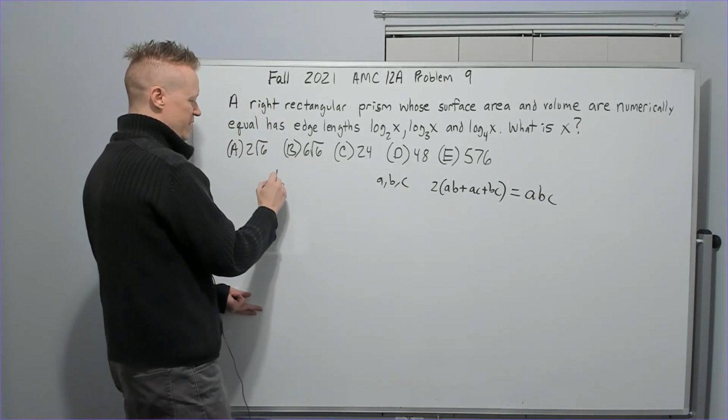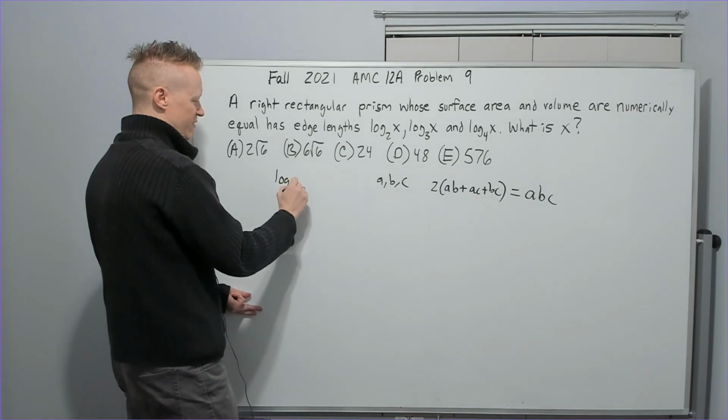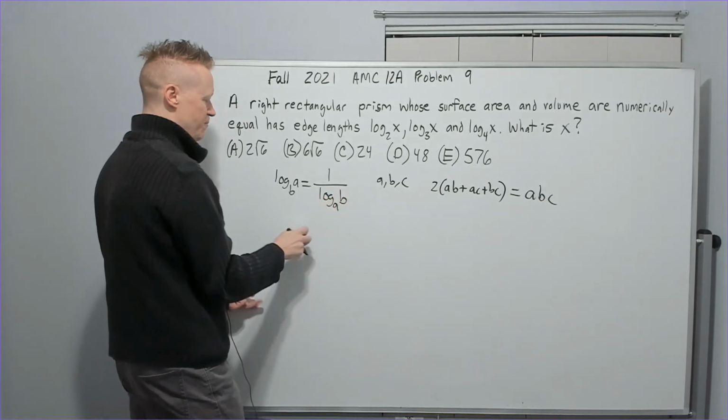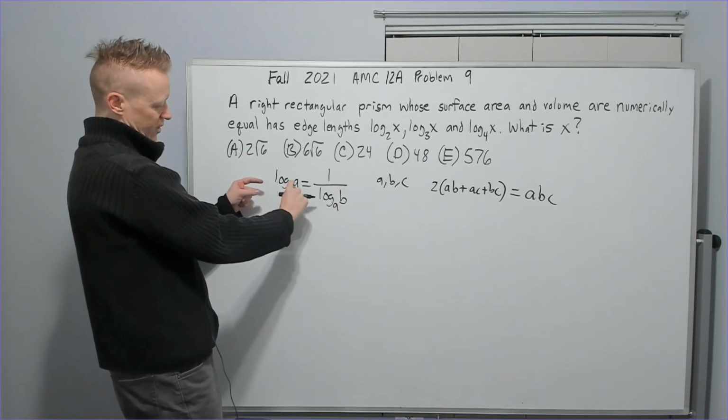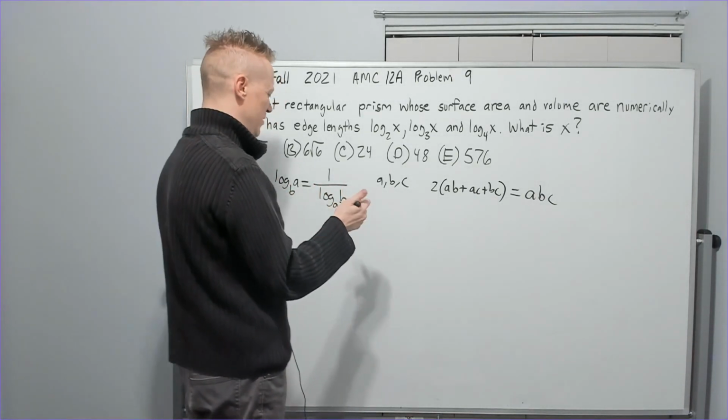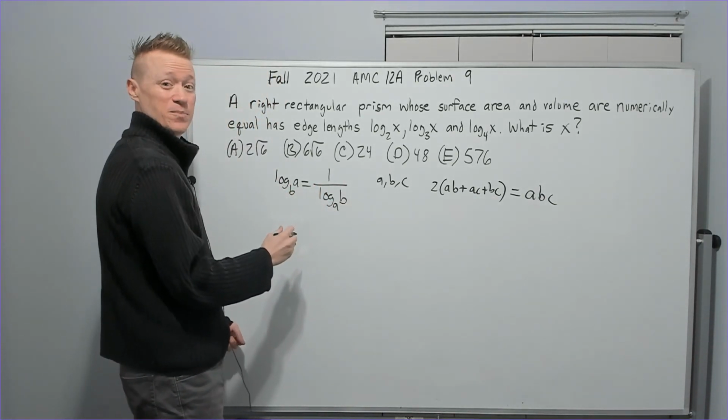It's just going to be that log base B of A is equal to 1 over log base A of B. In other words, if you flip these, it ends up here. I'm not going to demonstrate that for you right now about why it's true. It's actually not that hard. You just use the change of base formula.